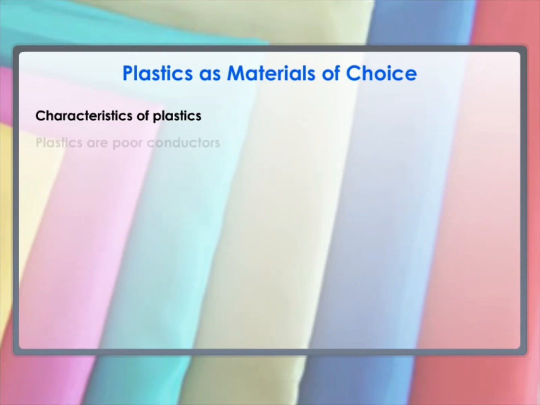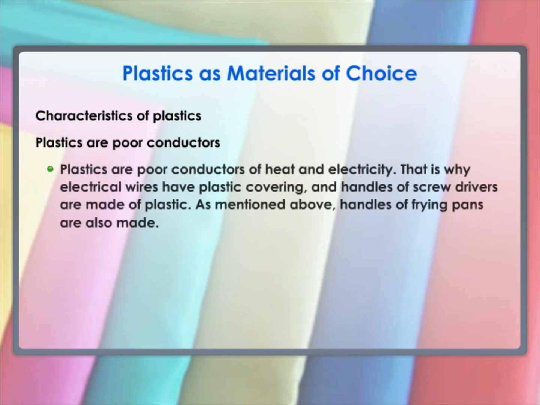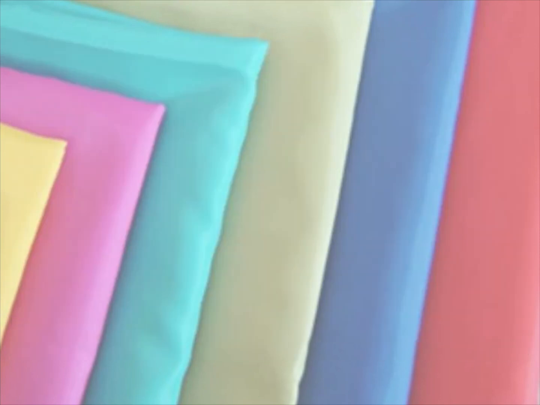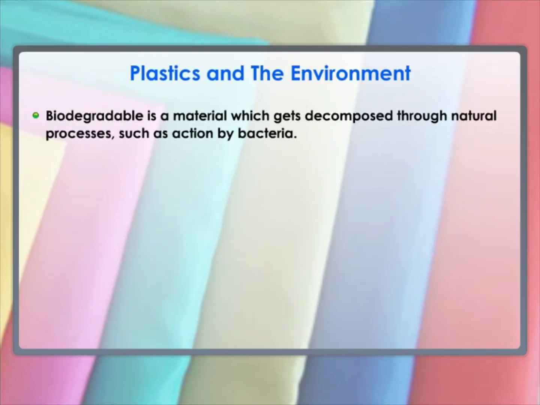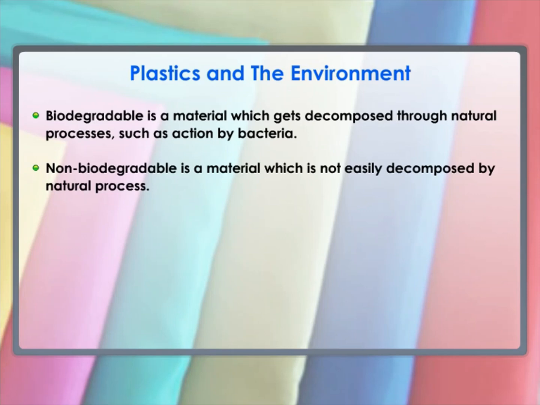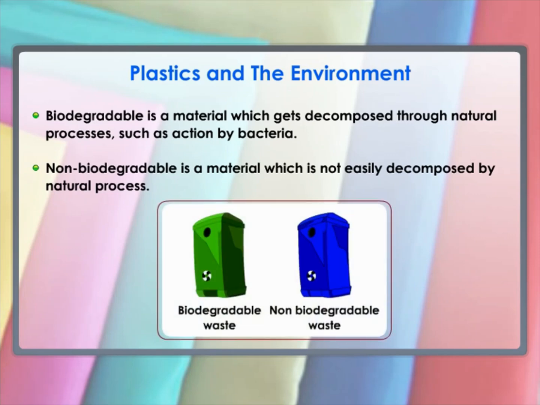Plastics are poor conductors. We have learnt that plastics are poor conductors of heat and electricity. That is why electrical wires have plastic covering and handles of screwdrivers are made of plastic. As mentioned above, handles of frying pans are also made of plastic. A material which gets decomposed through natural processes such as the action of bacteria is called biodegradable. A material which is not easily decomposed by natural processes is termed as non-biodegradable.